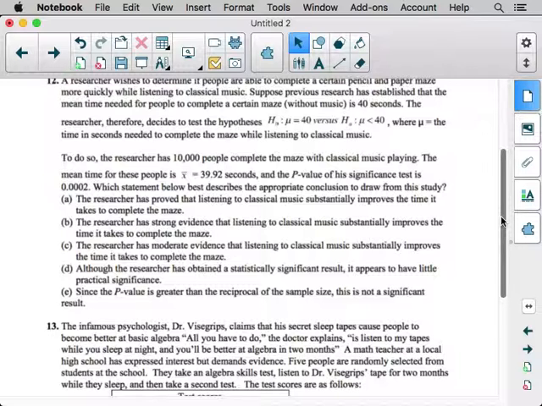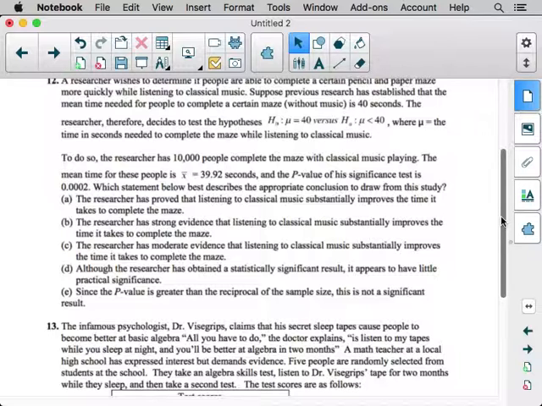AKA, would we reject or fail to reject the null? We would reject it, right? So we are saying that the data is statistically significant, okay? Now, let me draw your attention to something though, okay? While mathematically this is statistically significant, okay?